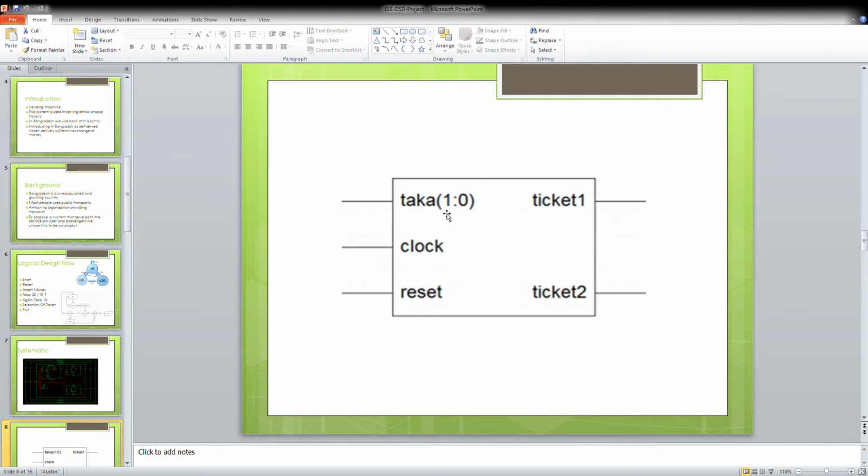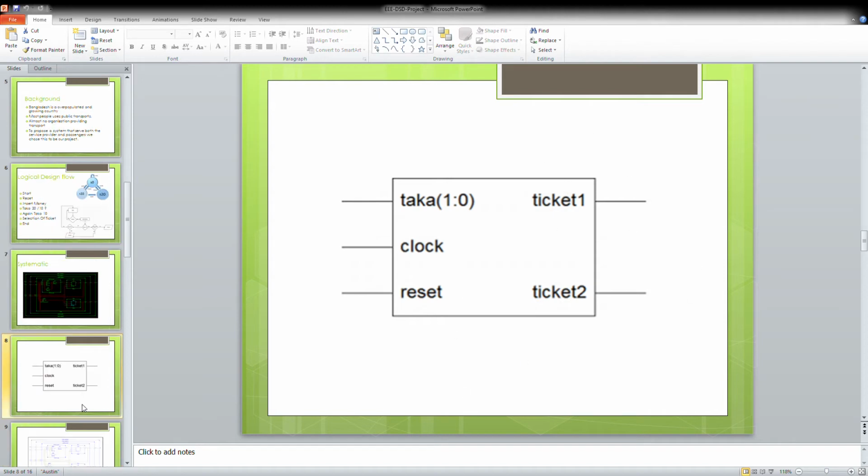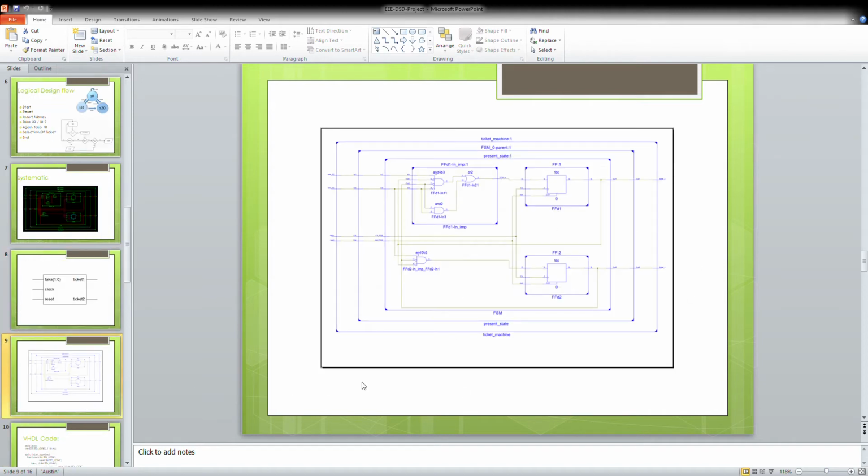For taka, there are two vectors, that means there is a 2 array of taka, and there are clock, reset, ticket 1 and ticket 2. This is the same design, and we made a clearer picture of it.